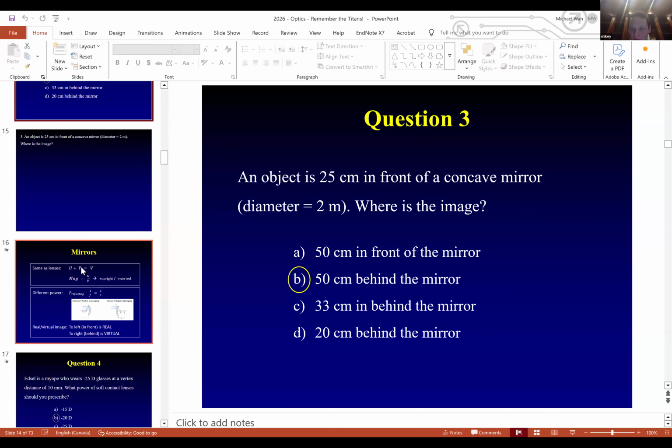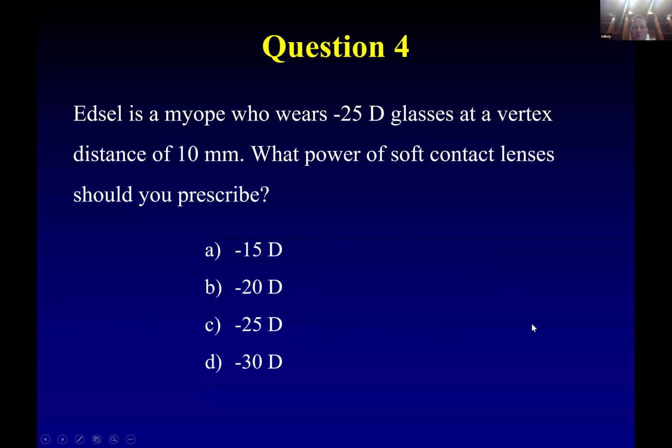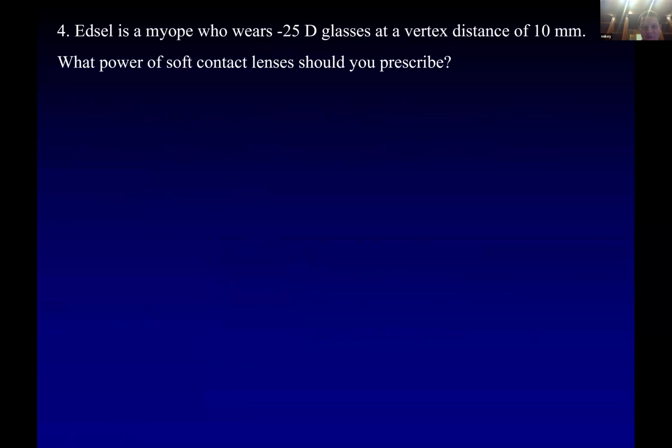Question 4. So we're going from minus 25 glasses at a vertex distance of 10 millimeters to contact, so to the corneal plane. So I have my minus 25 glasses here, and I want to move this 10 millimeters to the corneal plane. And again, there's kind of multiple different ways to do this. So if anyone's learned different ways or has a way that works for them, it's totally fine.